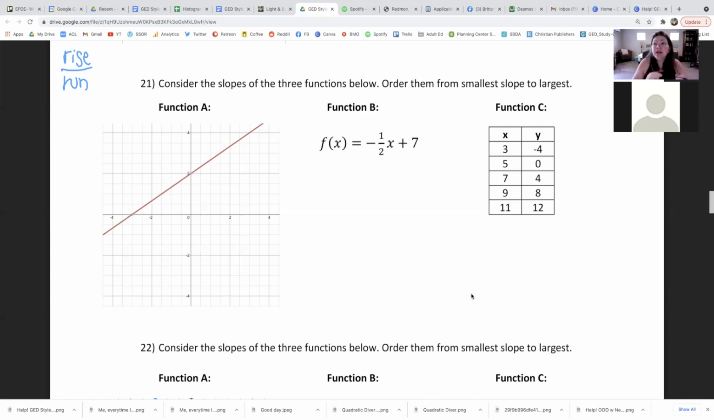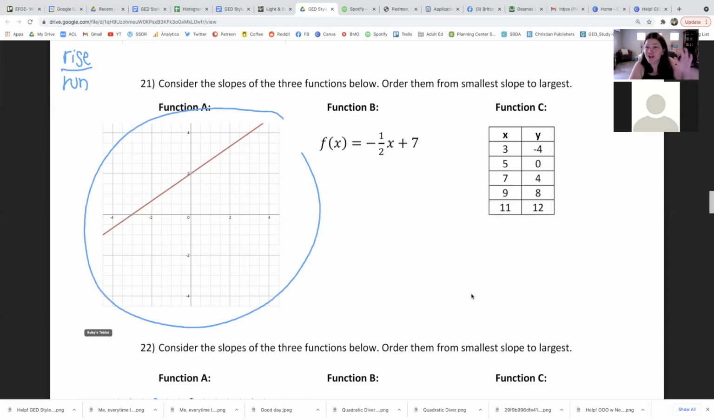In order to do that, I don't just need 1 point, I need 2, because I'm looking for change. So now a lot of students look at this graph, they say, what 2 points should I use? Remember, it does not matter. Again, a line has constant slope. I don't care where you start and where you end. You just need to start on the line and end on the line.